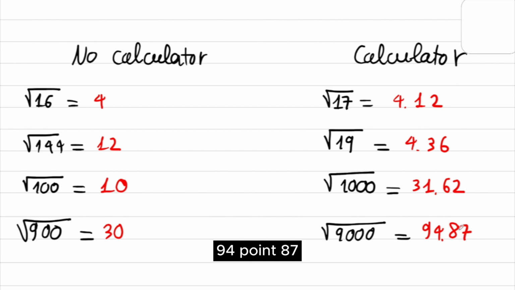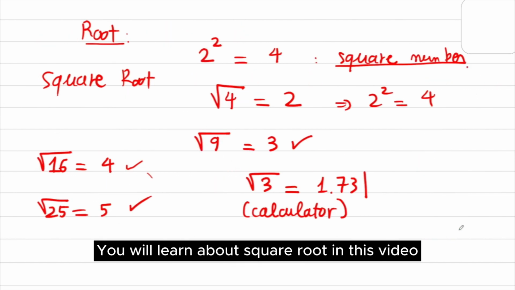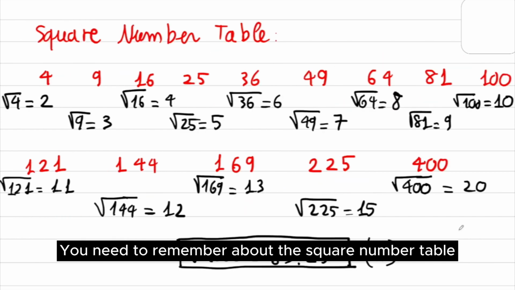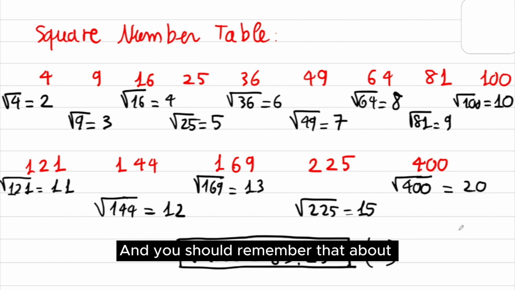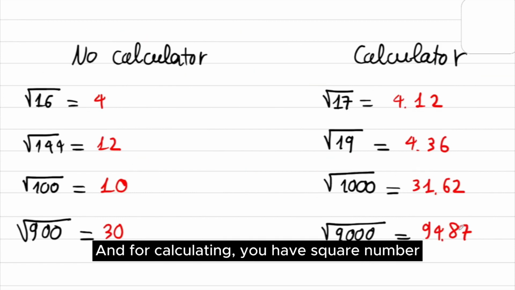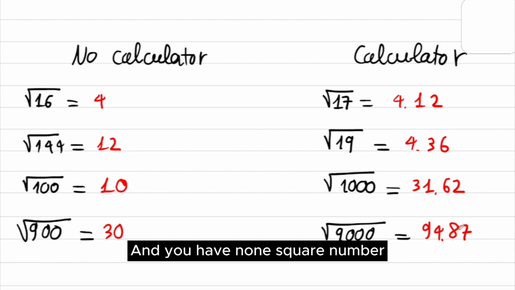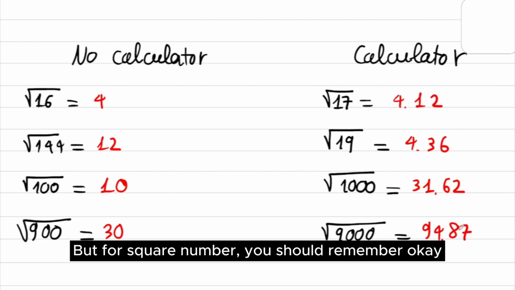So remember about roots: you learned about square root in this video. When you learn about square root, you need to remember the square number table. The square number table is the one in red pencil on this screen, and you should remember that. You should remember the property of square numbers: when you take the square root of a square number, you will have an integer as the result. For calculating, you have square numbers and non-square numbers. For non-square numbers, you can use your calculator, but for square numbers, you should remember.